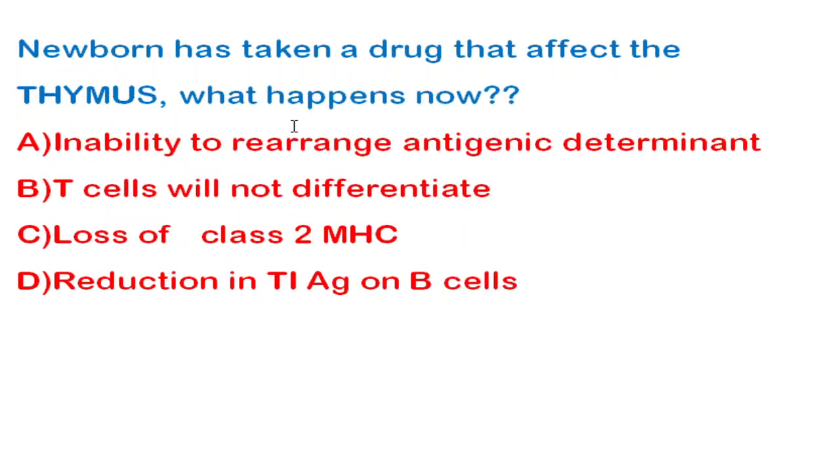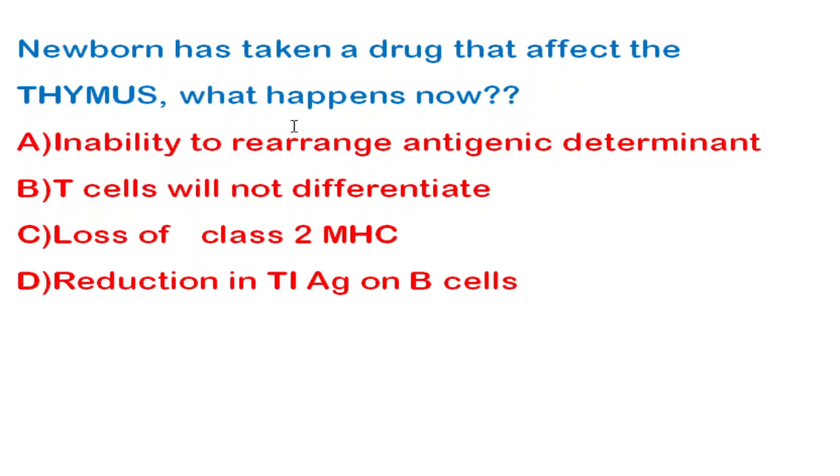Next is a newborn has taken a drug that affects the thymus. Now what will happen? The first option they mentioned is there will be inability to rearrange the antigenic determinants. Second option is that T cell will not differentiate. Third option is that there will be a loss of class 2 MHC. Fourth option is that there will be a reduction in T independent antigen on B cell.